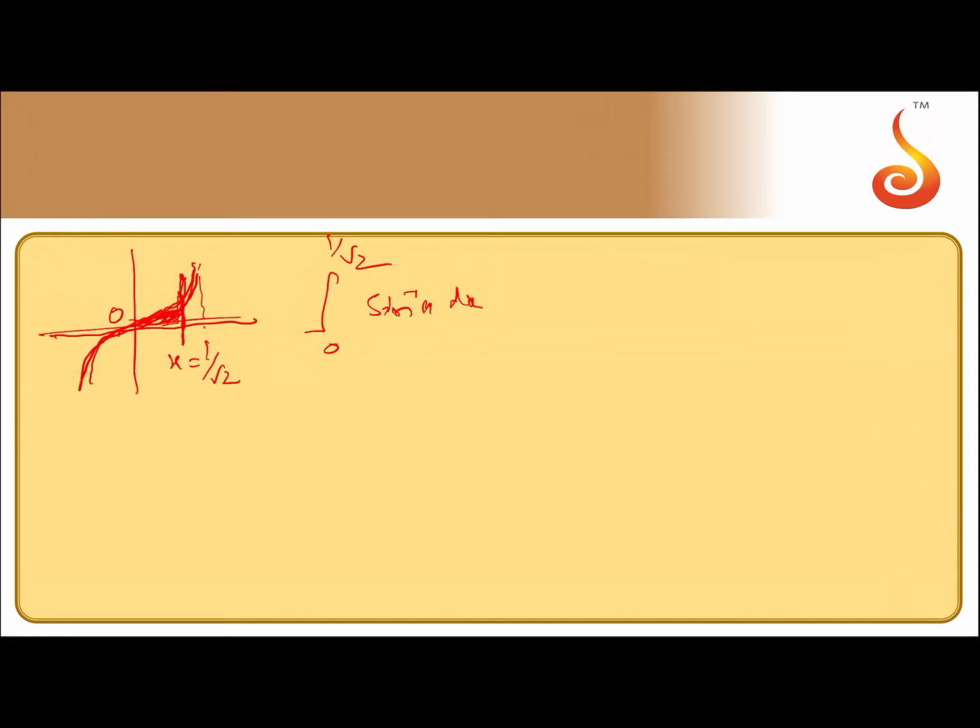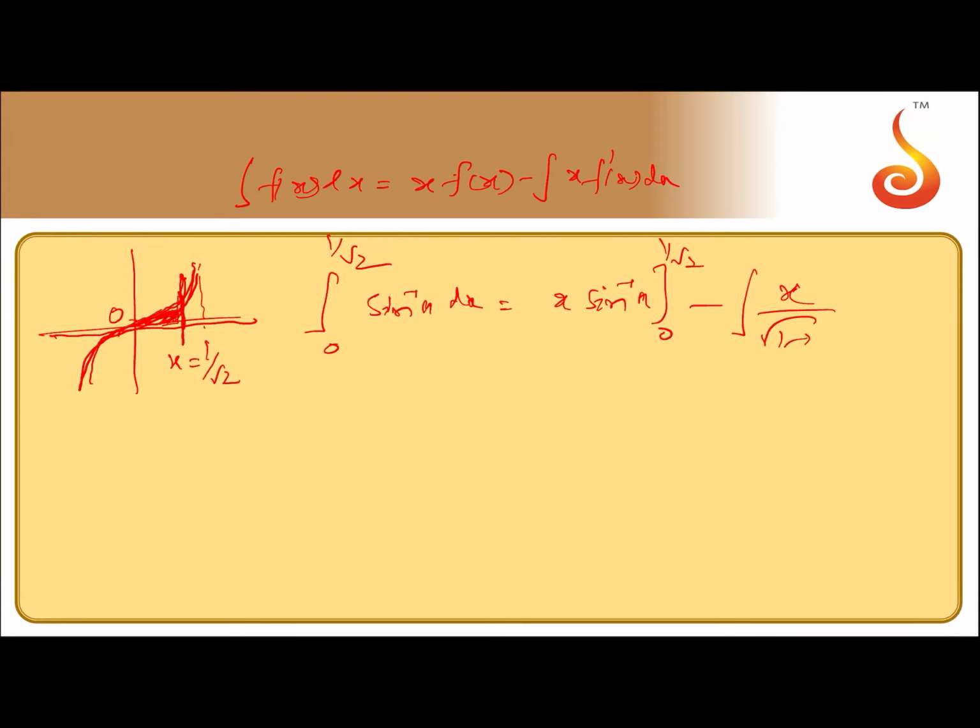We know by the basics of fundamental integration, integral f of x dx can be written as x f of x minus integral x into f dash of x dx. By parts concept, it is nothing but x sine inverse x, limits from 0 to 1 by root 2, minus integral x times the derivative, which is 1 by root of 1 minus x square, dx, limits from 0 to 1 by root 2.